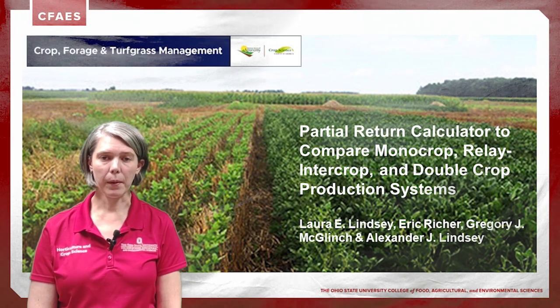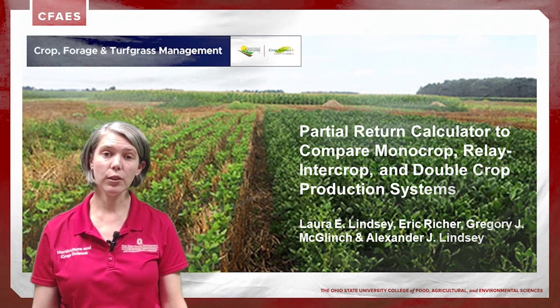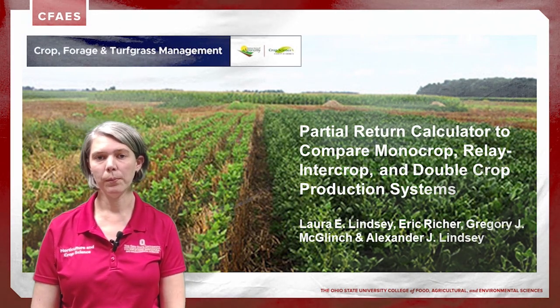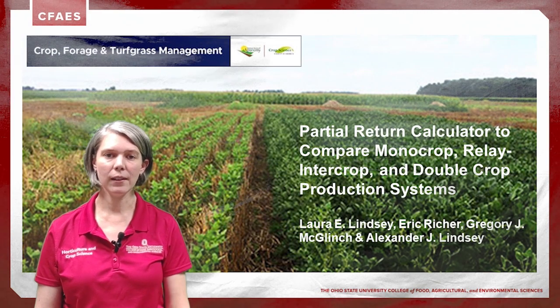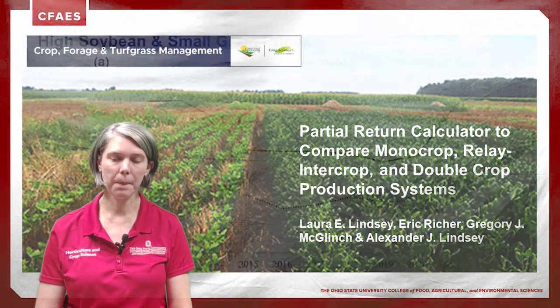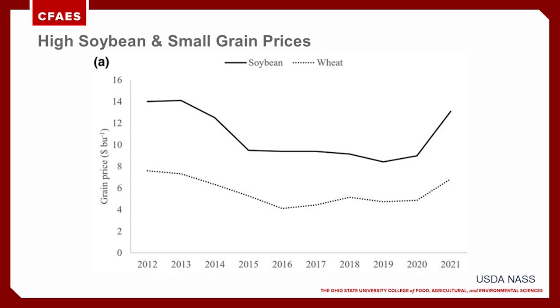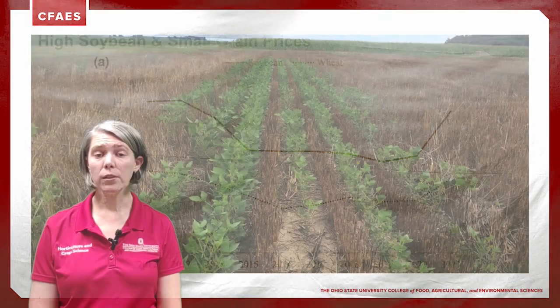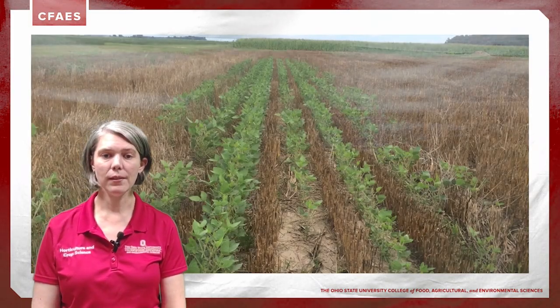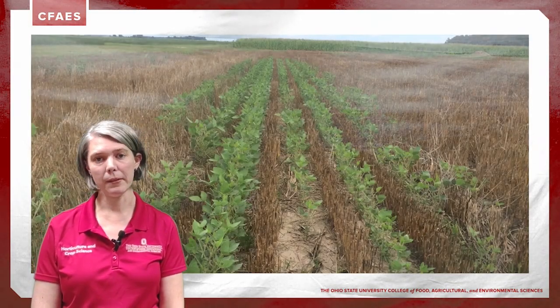In northern environments where the growing season is relatively short, most farmers will plant and harvest a single crop during a cropping year. However, due to high prices of soybean and wheat, farmers may be interested in harvesting two crops within a single year. One strategy farmers may use is a relay-intercrop system.